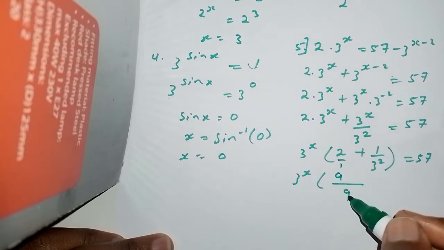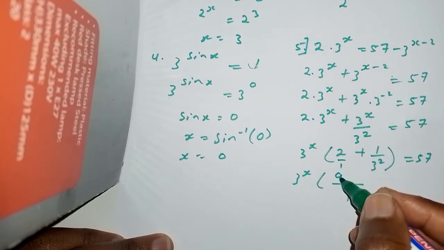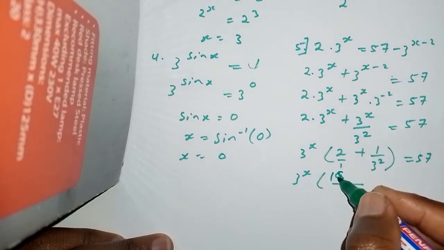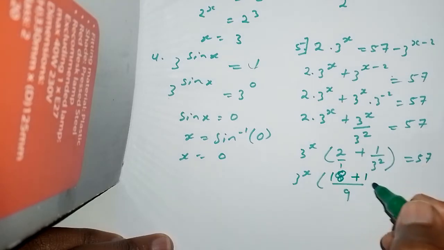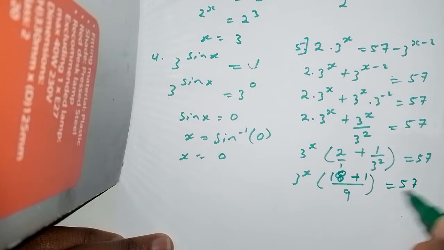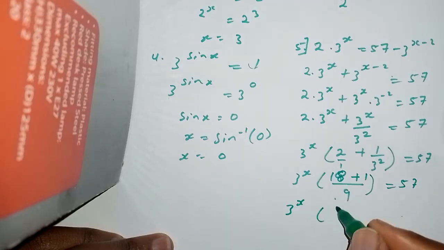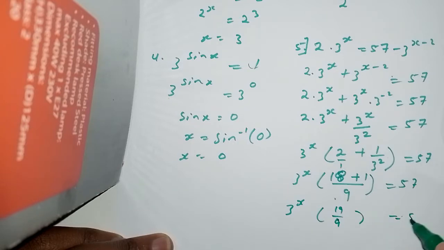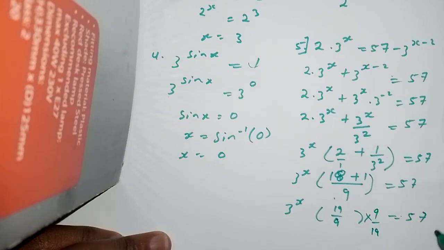9 into 9, okay, 9 multiplied by 2 is 18. It's supposed to be 18 here, plus 1 equals to 57. This is going to be 3^x into 19 over 9 is equal to 57. I want to remove this. I'm going to cross multiply by 9 over 19, multiplied by 9 over 19, right? This and this cancel, this and this cancel. 3^x is equal to this.